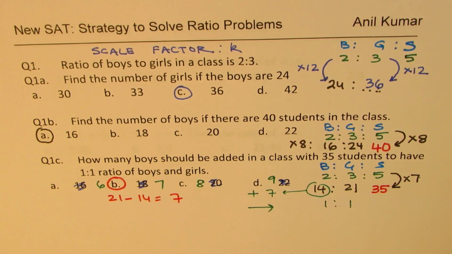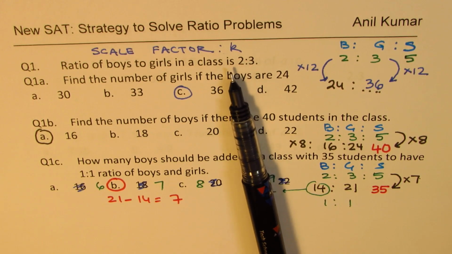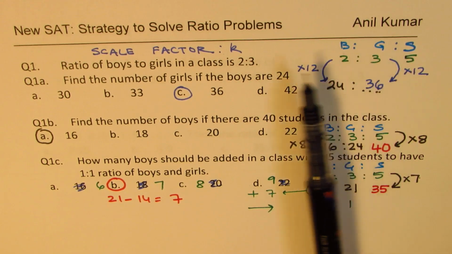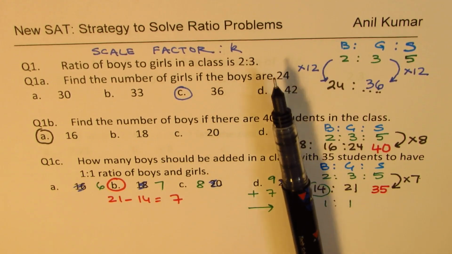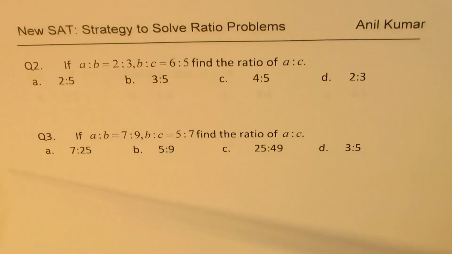Does it make sense to you? So in this question, we learn basics about ratios. So when we are given ratios between two things, sometimes we may have to think about total also, right? So that is kind of important. Now let's look into question number 2.